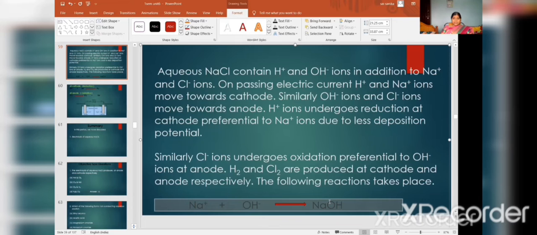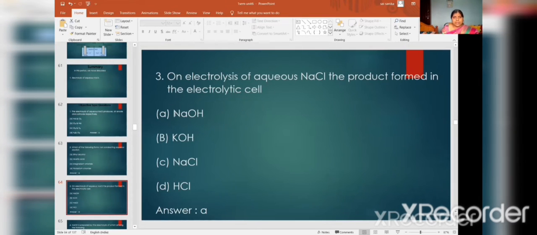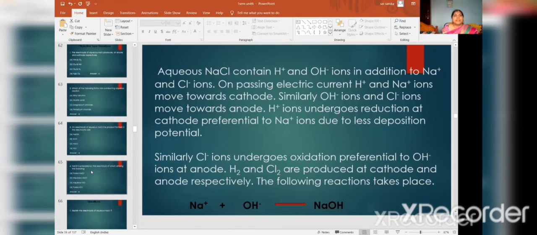So what is the option here? Na plus and OH minus will combine and form sodium hydroxide. So which one is the option? Answer A is correct. The next question.